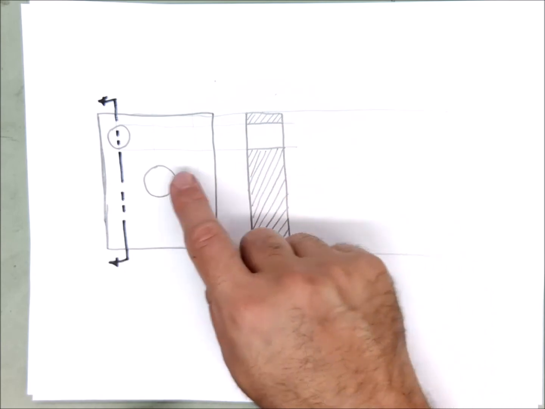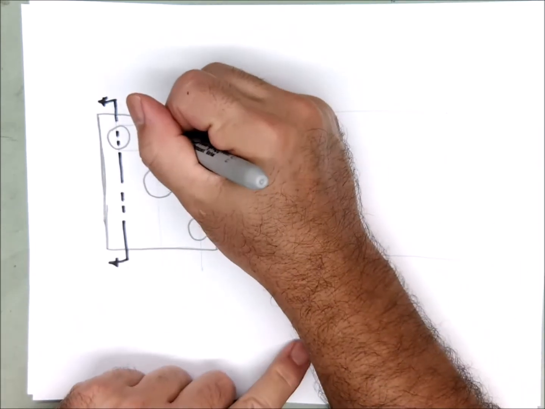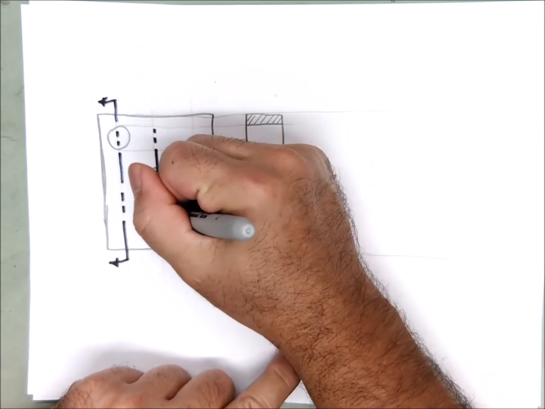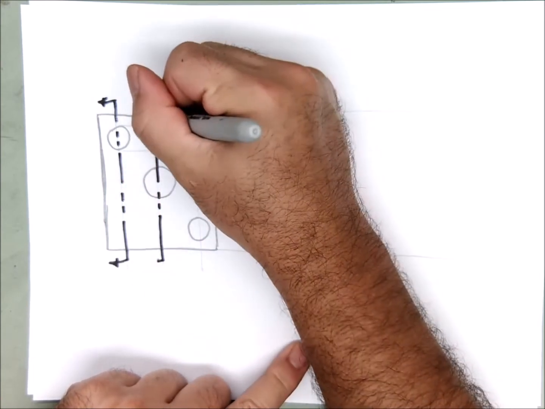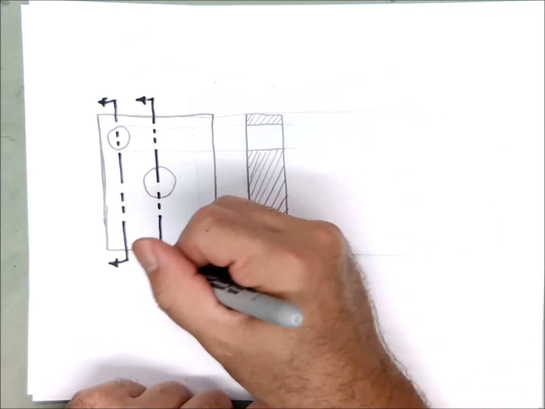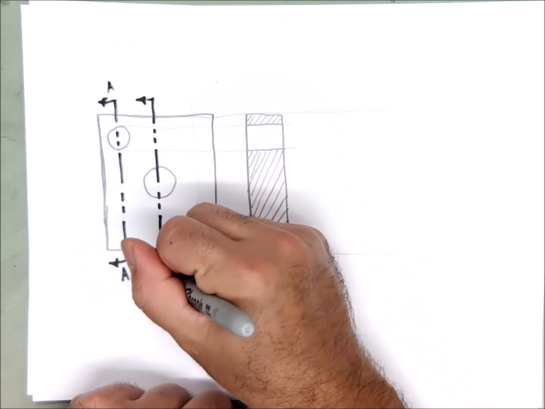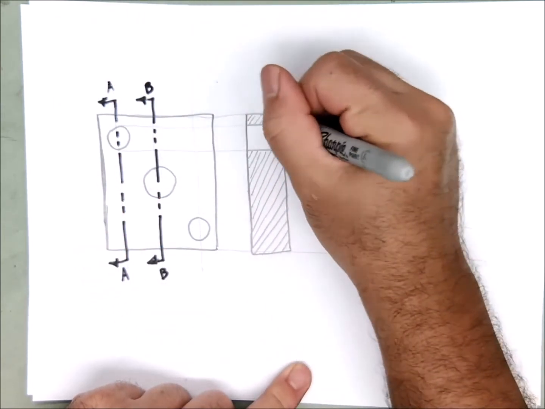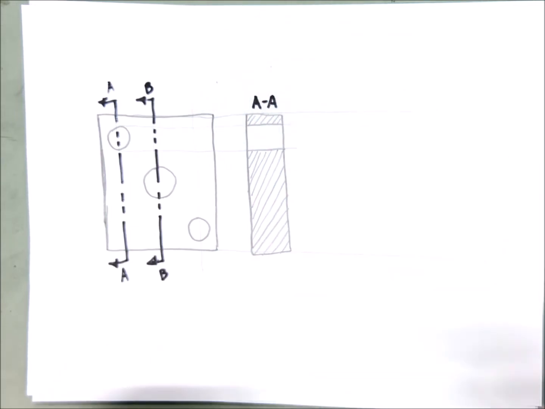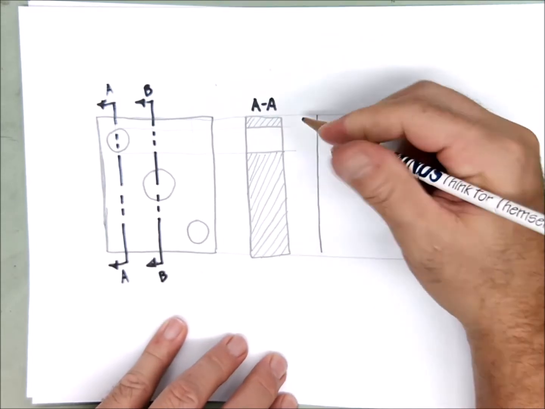Now that's nice, but it doesn't show this hole or this hole. So that means I need to make another cutting plane. And I think you know the drill. If we have more than one, we need to letter them. And here we need to identify which one is which. So here I'm going to come over, I'm going to make my second section view.